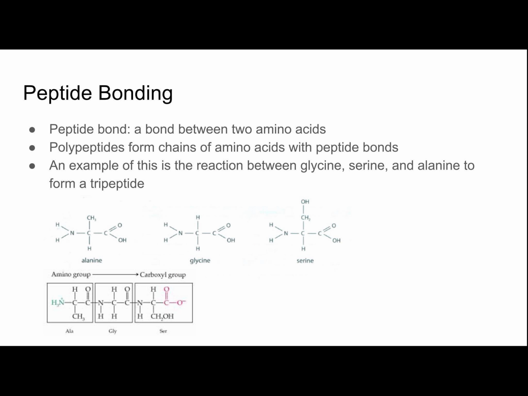So a peptide bond is basically just a bond between 2 amino acids, and polypeptides form chains of amino acids with peptide bonds. So an example of this is the reaction between glycine, serine, and alanine to form a tripeptide. So as you can see here, these attach, some of the double bonds become single bonds as the amino acids create peptide bonds with one another and form a polypeptide.